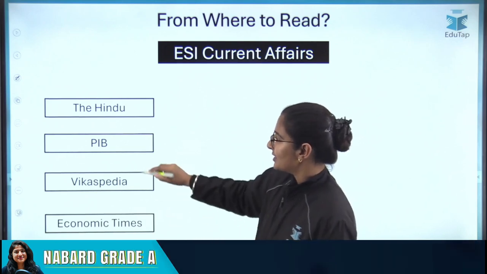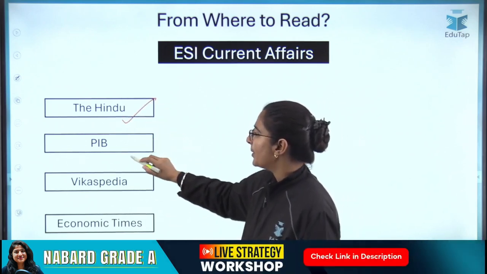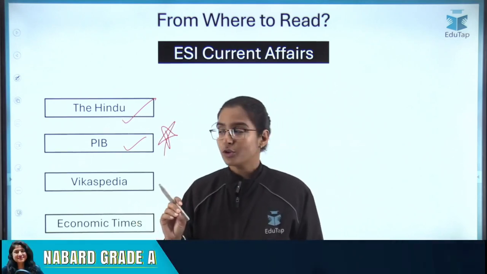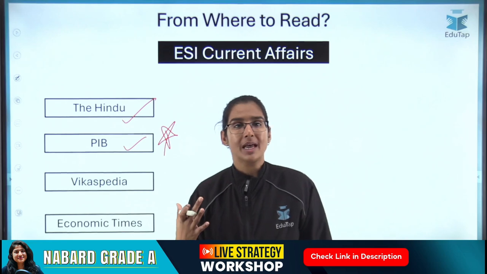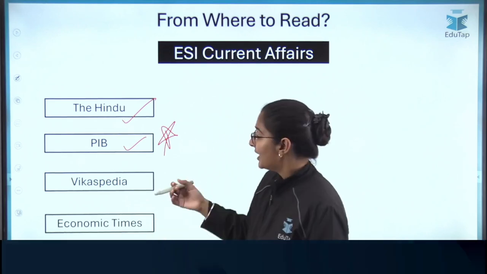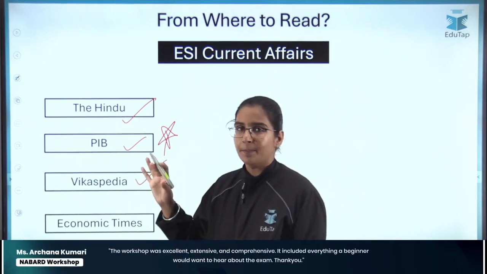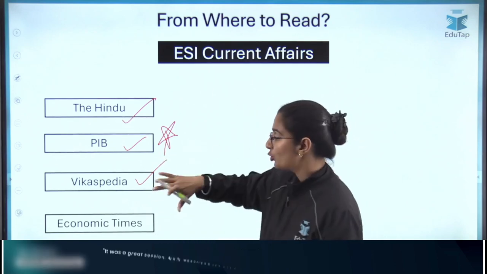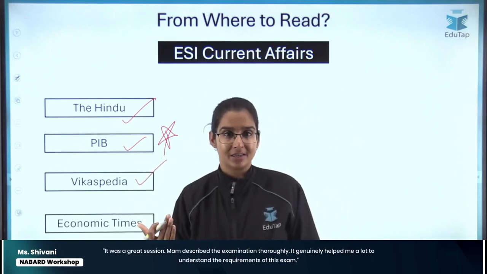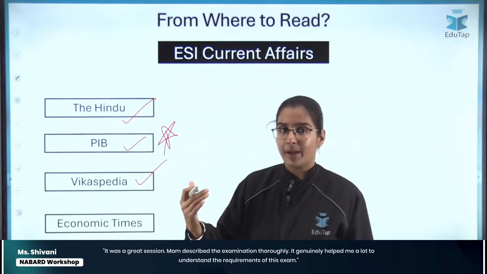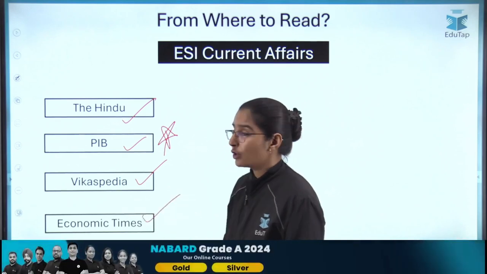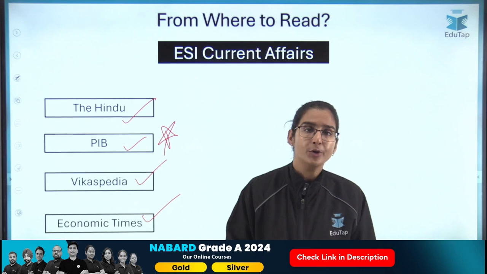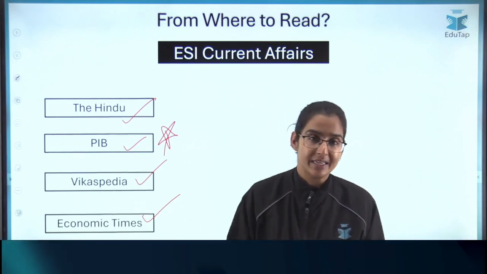So what are the sources? The Hindu newspaper, any newspaper. PIB is still one of the most relevant and credible sources as far as the schemes and the reports are concerned. Then Vikaspedia: if PIB has mentioned any scheme, any previous flagship scheme, then please do go to Vikaspedia to read about that scheme in an in-depth manner. Then you have to read the Economic Times newspaper for the economy-related current affairs. So that is how you have to prepare the current affairs as far as the ESI is concerned.